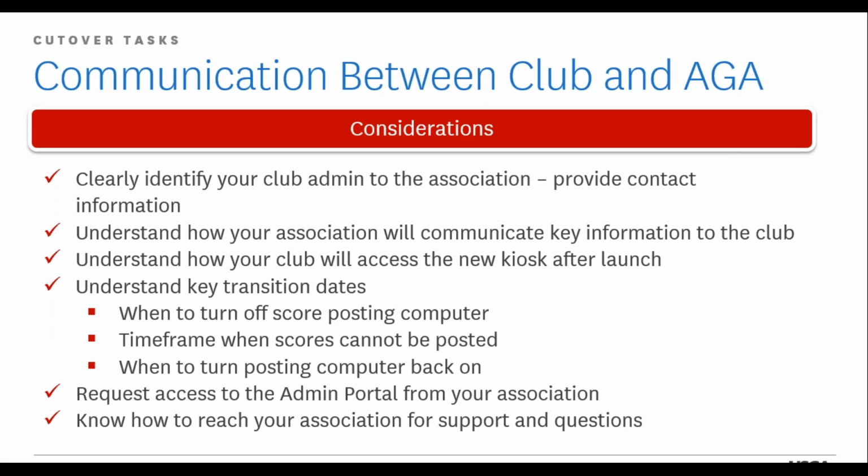For the key transition dates, make sure you turn off your score posting computer on December 31st at the end of the day, and then don't forget to turn it back on January 6th. Reiterate to your golfers a time frame when scores cannot be posted. So January 1st through the 5th, we will not be taking any scores into the new Handicap software. And then turn your score posting computers back on the 6th.